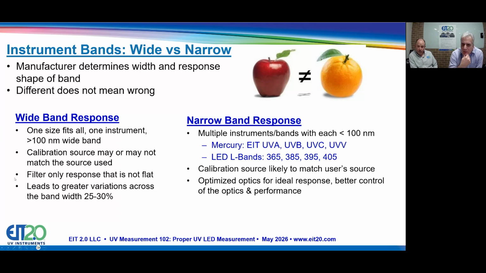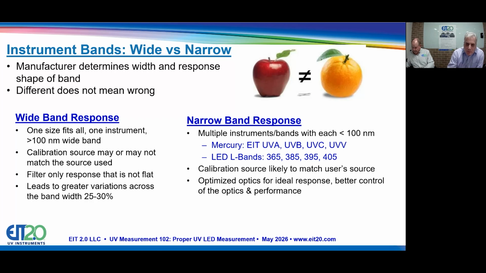We fall on the narrow band response side of the tracks here. We focus on two basic technologies: the mercury system with the typical A, B, C, and V bands, and then of course the LED bands at 365, 385, 395, and 405. This allows us to use the specific calibration source for each band, so we have a very close proximity to what the customer is going to be using at any point in time.